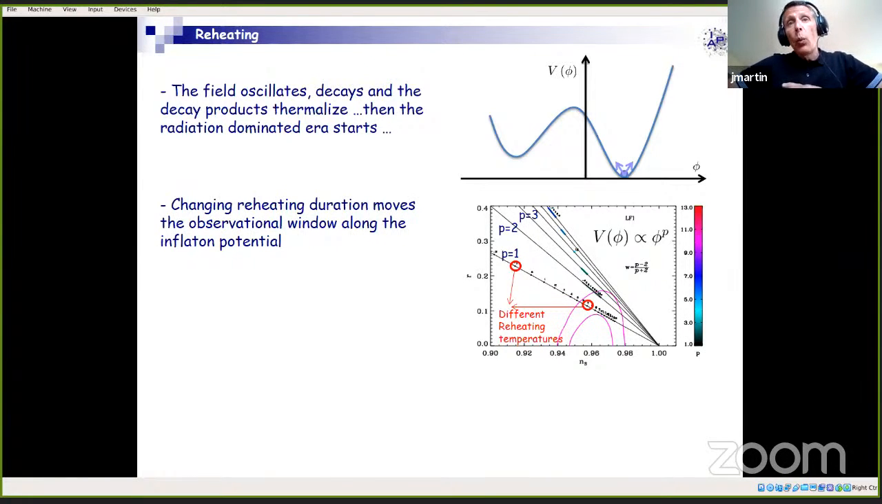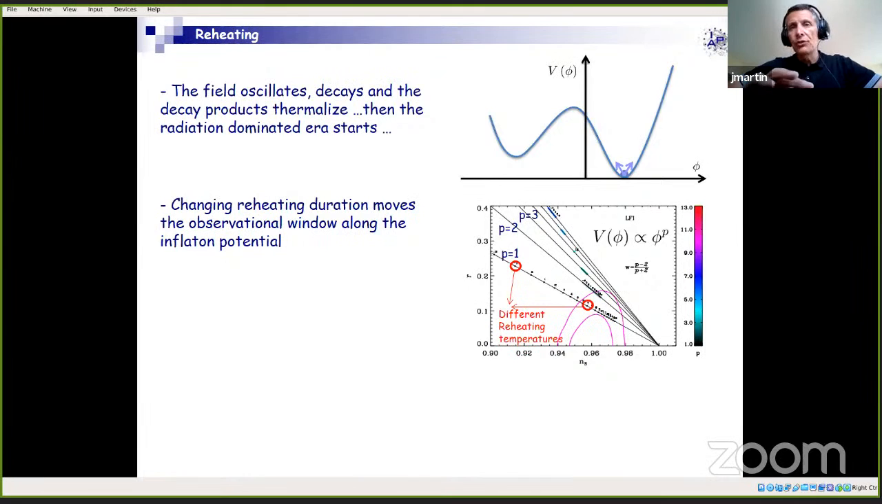There is, however, one thing that you can do, and it is based on the following remark. If you change the duration of the reheating, or if you change its equation of state, you will move the observational window along the potentials. And given that we have constraints on the shape of the potential from the measurement of the spectral index, this is something that you cannot do arbitrarily. So this means that there will be durations of reheating or equations of state which will be in contradiction with the data that we have. And in this way, you can learn a little bit and derive mild constraints on reheating.